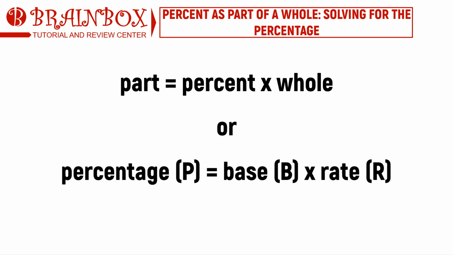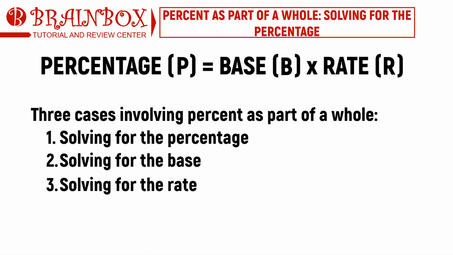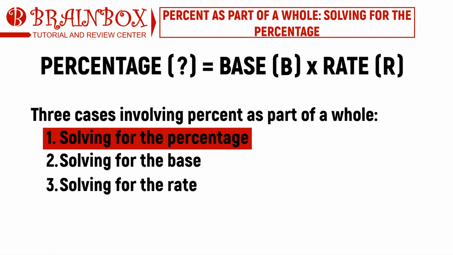Because of this equation, there can be 3 possible scenarios or cases depending on what is being asked. Here are the 3 cases. The first one is when the percentage, P, is missing. The second one is when the base, B, is missing, while the third and last one is when the rate is missing. We will only be discussing the first case in this episode. This is when we will look for the percentage.